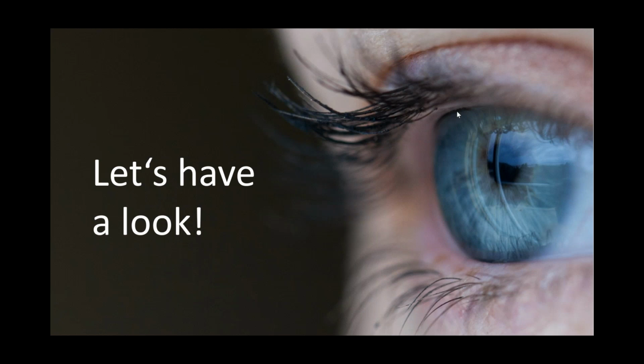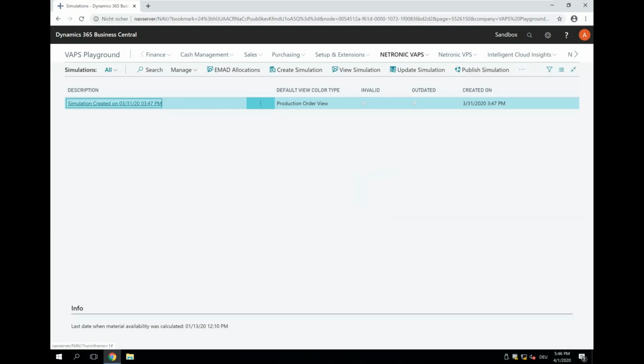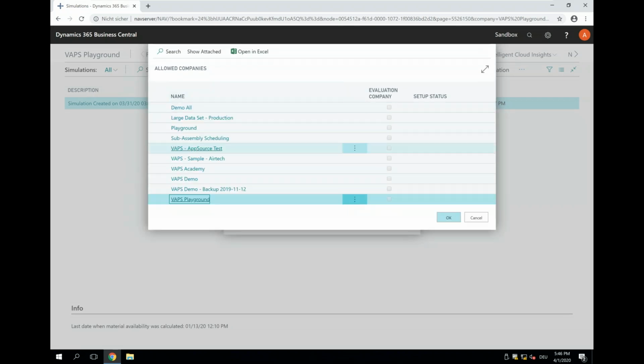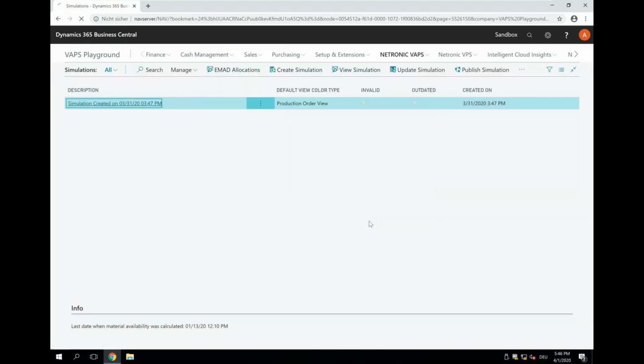So now let's go back to business central. And let me switch the company so that we have some more data than in my VAPS playground. It is still not hundreds of data, but at least a bit more.